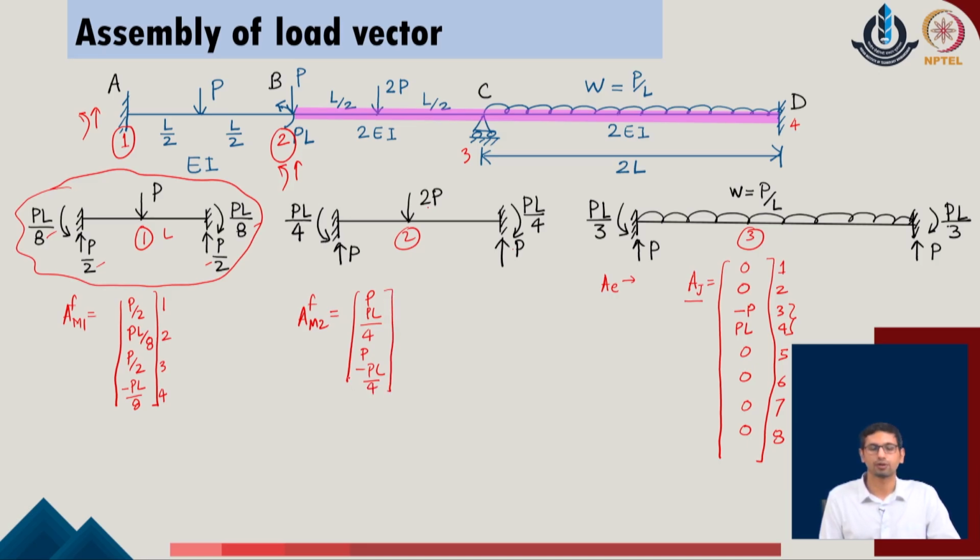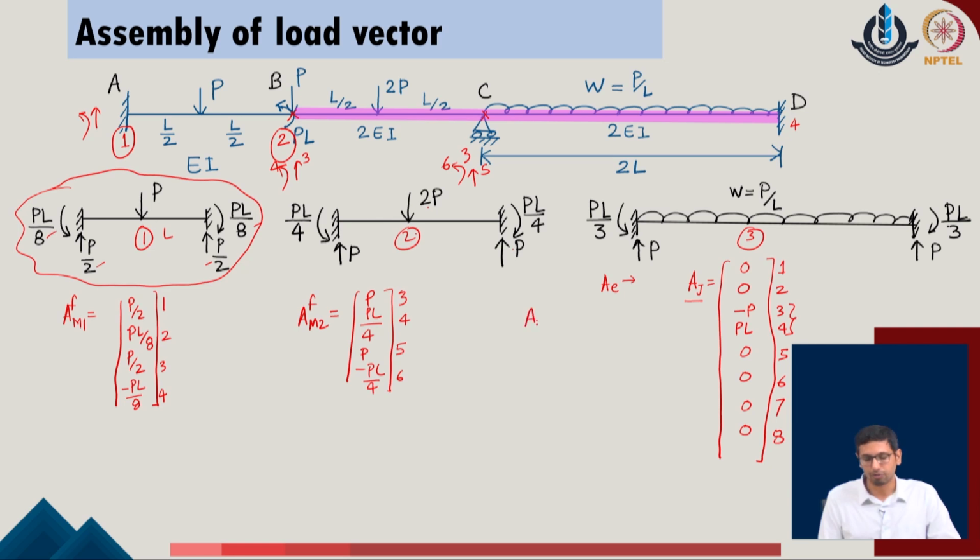But at the same time, what I also realize is that member 2 is going to contribute to joint 2 and joint 3 of the given system. Joint 2 is having the degrees of freedom 3 and 4, whereas joint 3 is having the degrees of freedom 5 and 6. So, I will say that the member force 2 is going to contribute to the degrees of freedom 3, 4, 5 and 6 in the given problem.